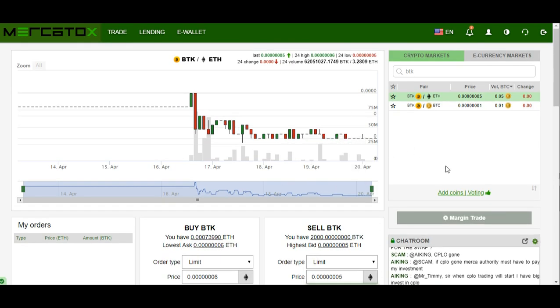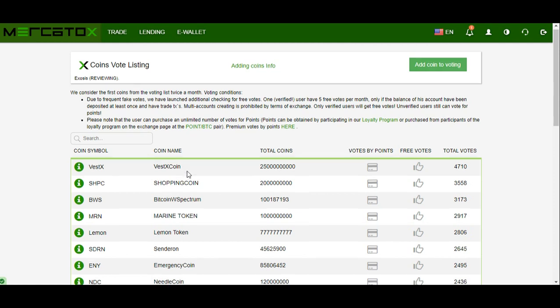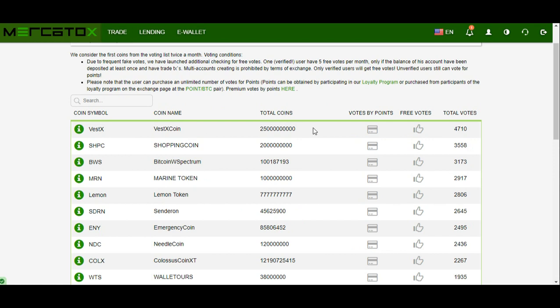The bonus I talked about is, you can add coins if you are interested, but I go to the voting. You can vote for certain coins. There's a bit of homework that you have to do, because let's take Vestex coin. Either go into Twitter or Telegram and search for it. Maybe they've got certain tasks you have to do, and then you can vote for them as well. The one with the most votes can go onto the exchange.